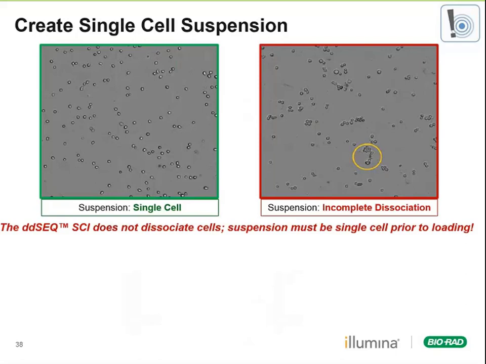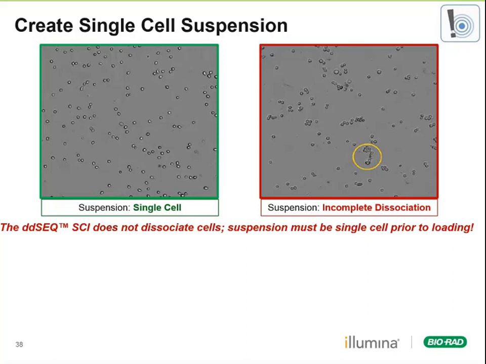We're going to use the quality and quantity and also make sure that we are creating a single cell suspension. It's really important to understand that the ddSEQ SCI creates droplets. It does not dissociate your cells for you. So you need to confirm that you have a single cell suspension, as we've pictured on the left before loading.